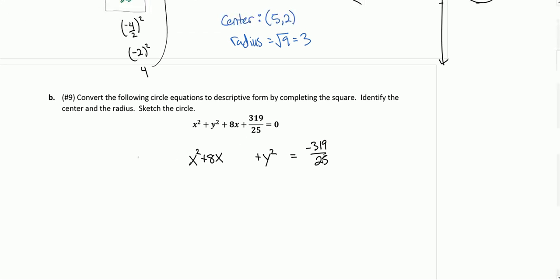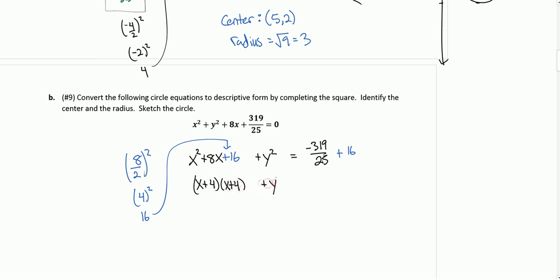So we take the 8, cut it in half, and square it. Half of 8 is 4, 4 squared is 16. That is what we need to complete the square. So we add 16 to both sides of the equation. x squared plus 8x plus 16 factors to x plus 4 times x plus 4.